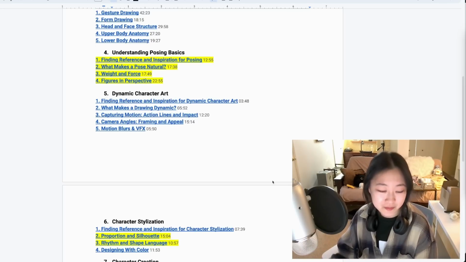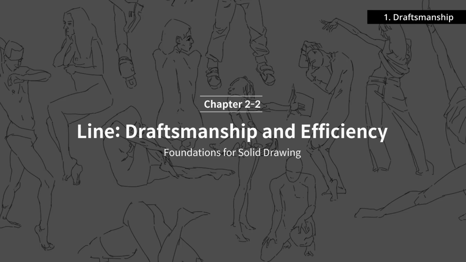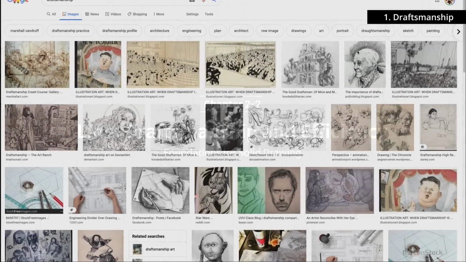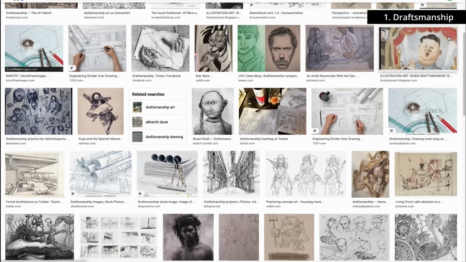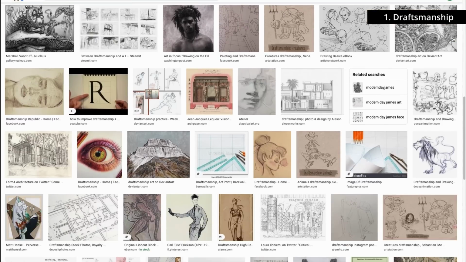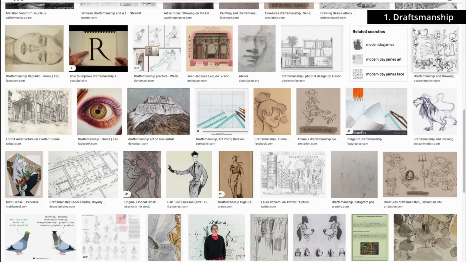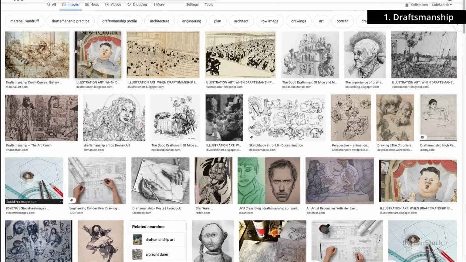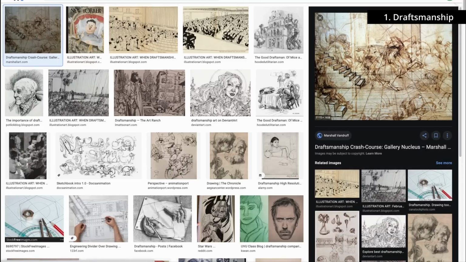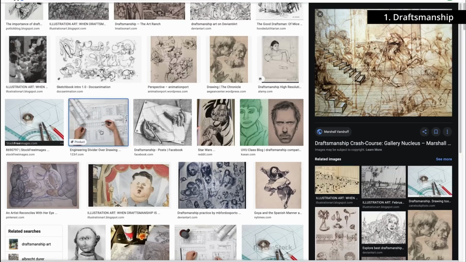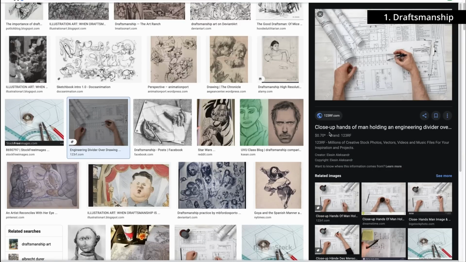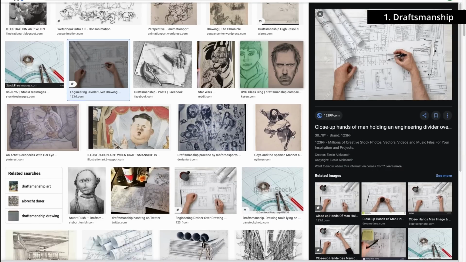Line, shape, and form. Alright, so welcome to the official start of the Drawing Fundamentals chapter. The next 3 videos, including this one, are going to be line, shape, and form. So basically, we're going to add 1 dimension each video. So this video is about draftsmanship in line, and I guess we should start off by defining what draftsmanship actually is. Draftsmanship refers to your ability to draw.